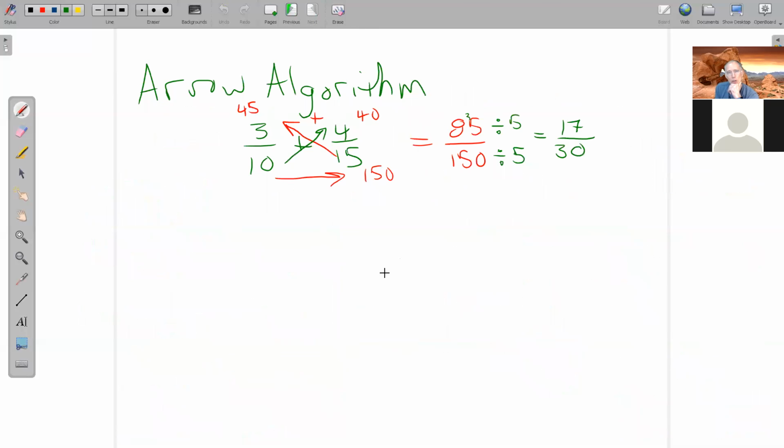Pros and cons of the arrow algorithm. Well, pro, it's pretty easy doing those arrows and multiplying stuff. And then I added, and I had to reduce. Okay, so I had to reduce here, but not with the LCD. Is that always a pro of the LCD that you never have to reduce? What do you think?